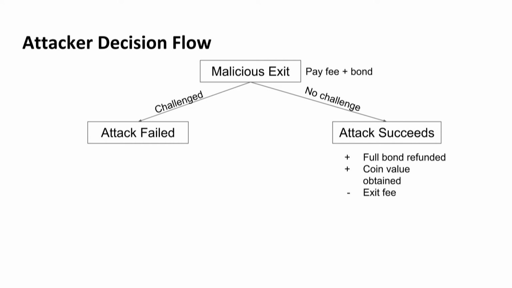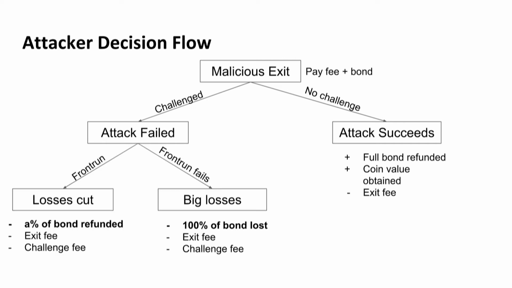It's like you put skin in the game in this thing. So if there's no challenge, the attack is successful, and the attacker gets back his bond, and he just has to pay the gas costs. But if the attack fails, and somebody challenges the attacker, we assume that this is a powerful adversary, they can also go for a front run.